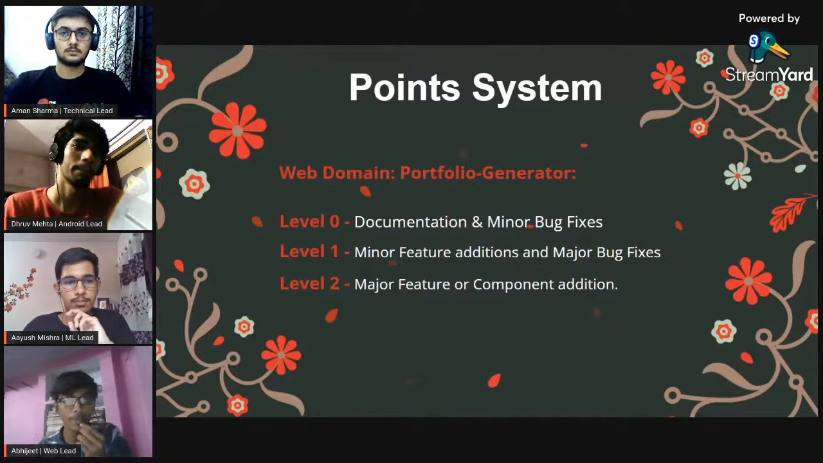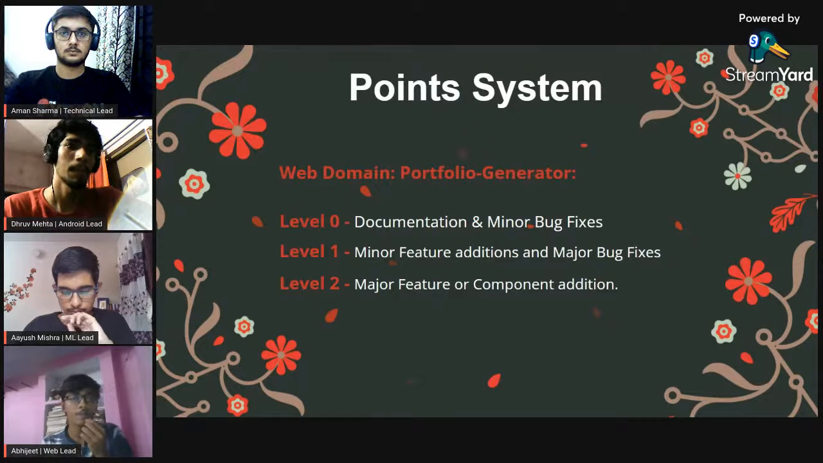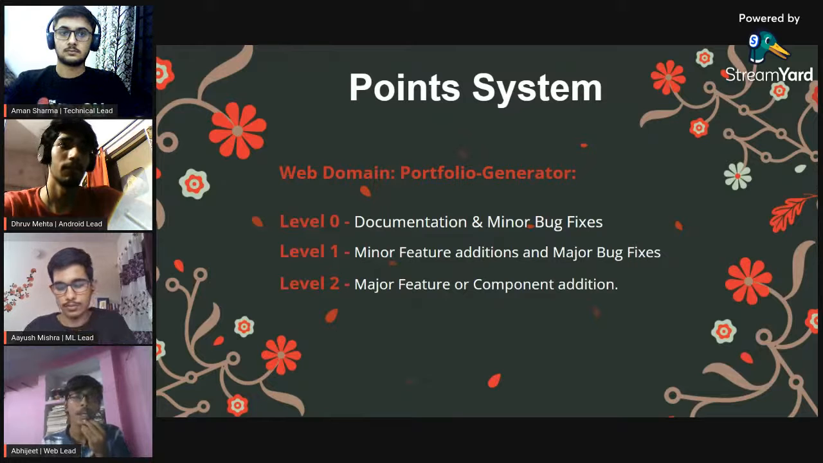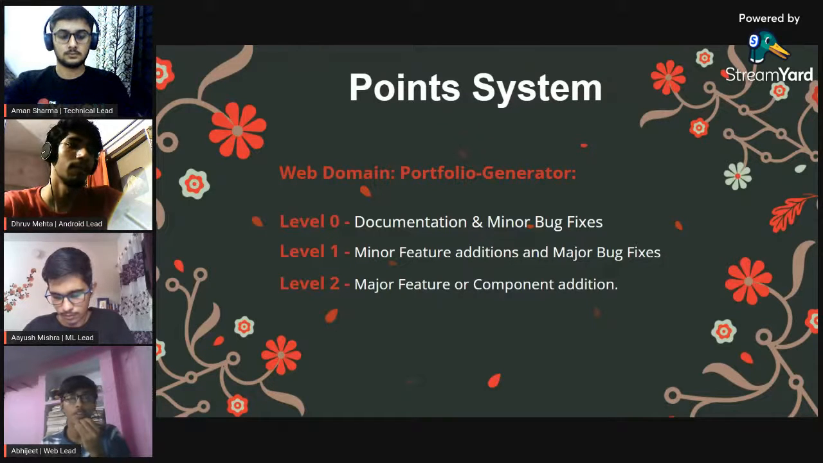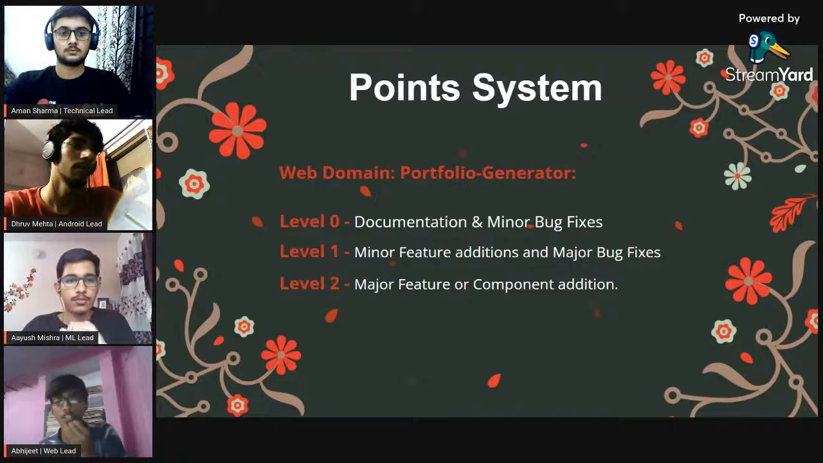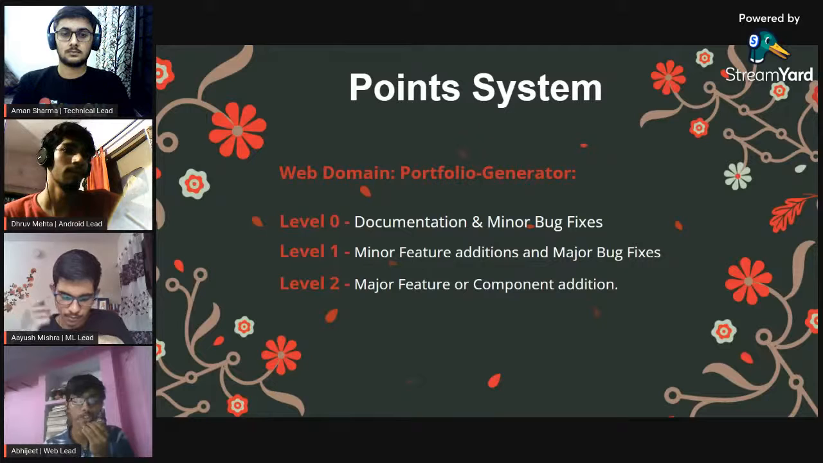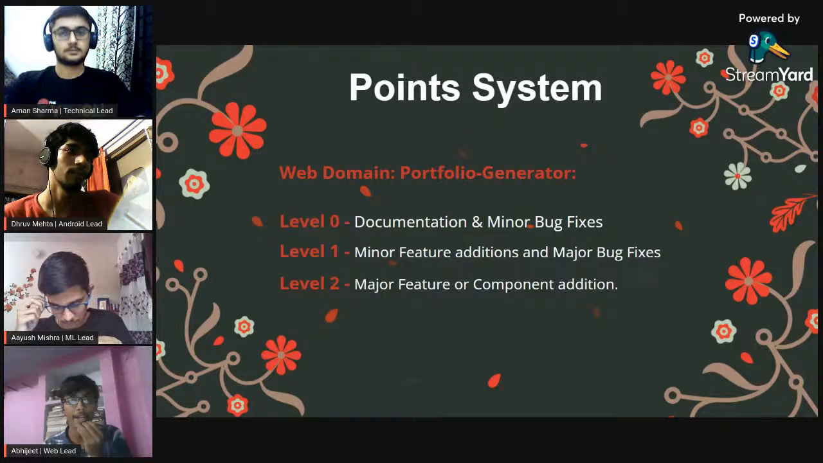So for the web domain part, the portfolio generator, it mainly consists of three levels. Level 0, which is worth 5 points, is mainly focused on documentation and minor fixes, like minor bug fixes. Then level 1, worth 10 points, is minor feature addition or minor bug, like assuming you add a particular component to a file. That would be counted under level 1. Finally, level 2, which is worth the most points, 15 points, is the major feature components, like we saw, adding the complete design component for it.